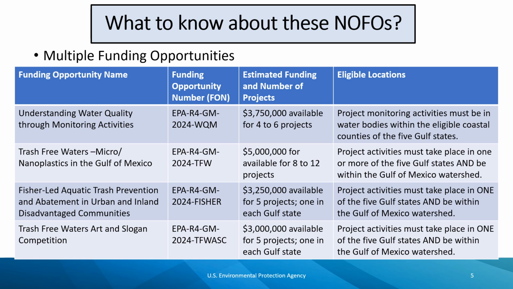There is $5 million available for 8 to 12 projects for the trash-free water, micro and nanoplastics in the Gulf of Mexico. For the Fisher-Led Aquatic Trash Prevention and Abatement in Urban and Inland Disadvantaged Communities, there's $3.25 million available for 5 projects, 1 in each Gulf state. For the Trash-Free Waters Art and Slogan Competition, $3 million is available for 5 projects, 1 in each Gulf state.